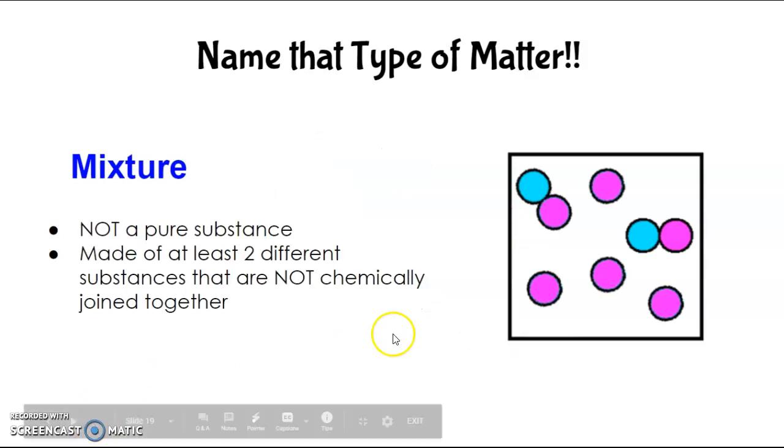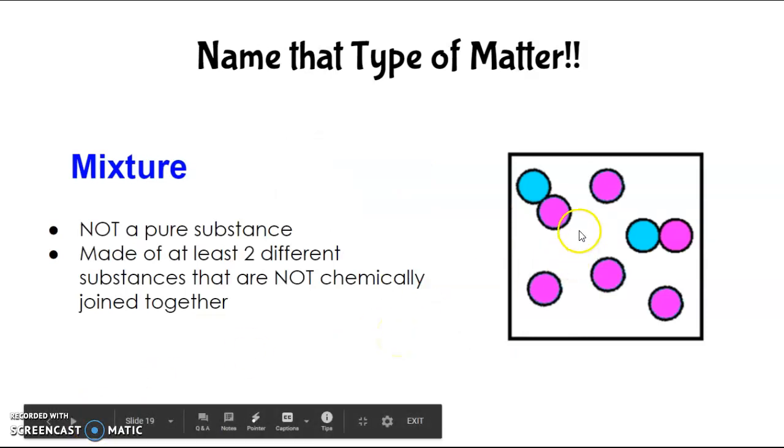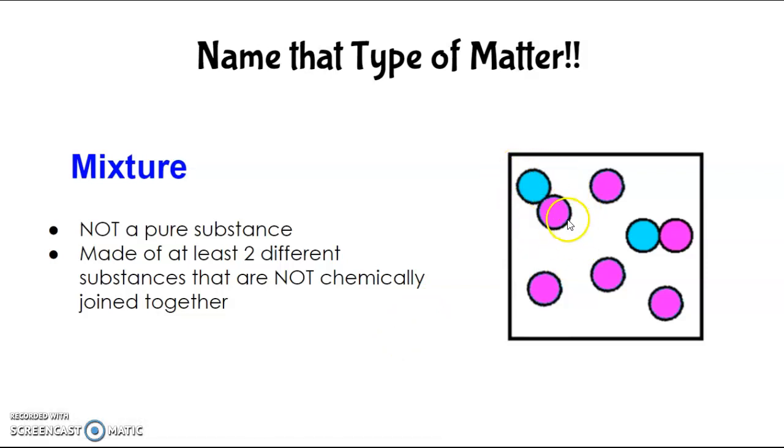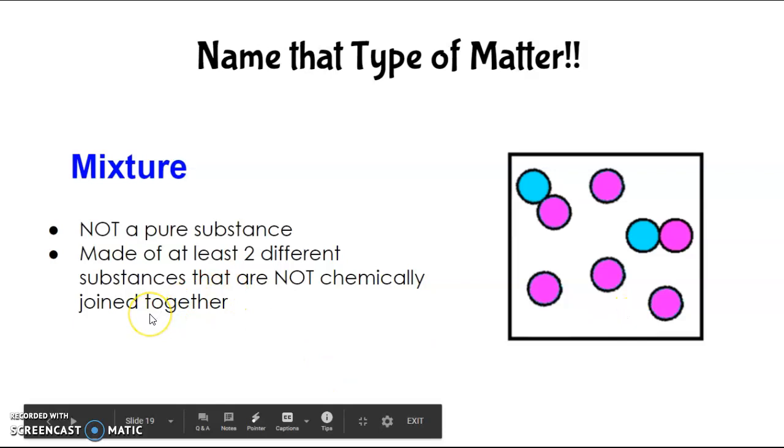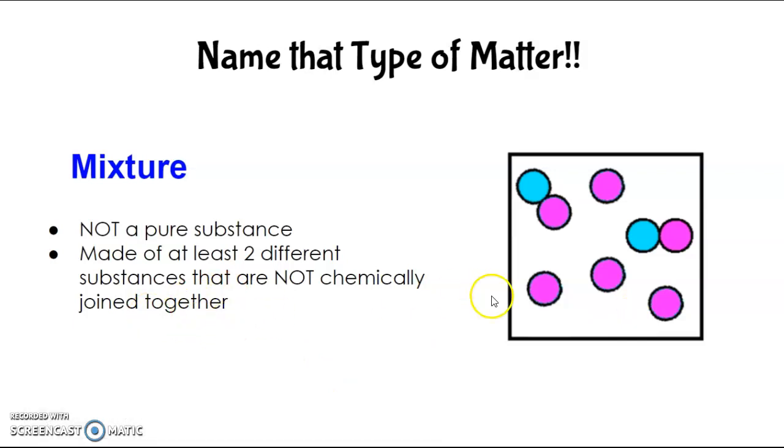All right, this is a mixture. Again, it's not a pure substance. We have different kinds of particles in here. We have this one particle that's a blue circle and pink circle attached to each other, and then we have this other particle that's just a pink circle. Okay, so every particle is not identical to each other here. Also, it's made up of at least two different substances that are not chemically joined together. We see that because this is one type of substance and this is another, and they're not chemically joined together.